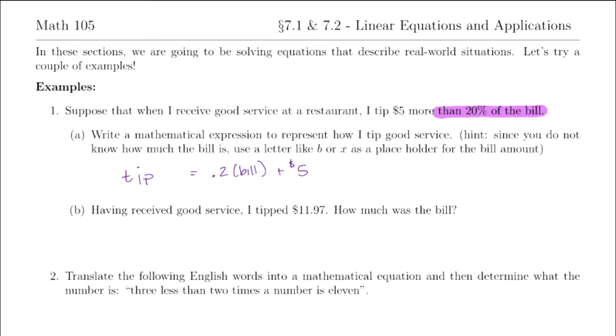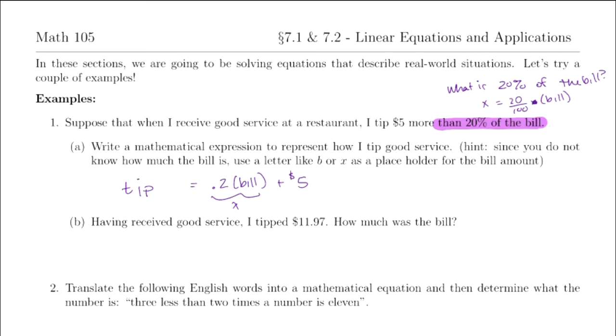Again, this goes back to, okay, well, what is 20% of the bill? So that would be your x, is 20% of the bill times the bill. And so 0.2 times the bill will give you that 20% of the bill value. So this is your x. And then plus $5. Okay.